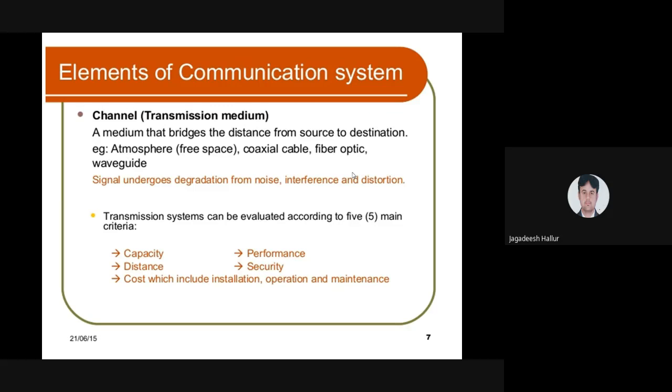If there is interference in the signal, or if there is distortion in the signal, based on that we are going to evaluate the main criteria for the transmission signal. One is how much the capacity of that particular signal is, and at what distance we are transmitting that signal. For a limited, small distance, we go for a wired connection, wired communication. For longer distance communication, we go for wireless communication.